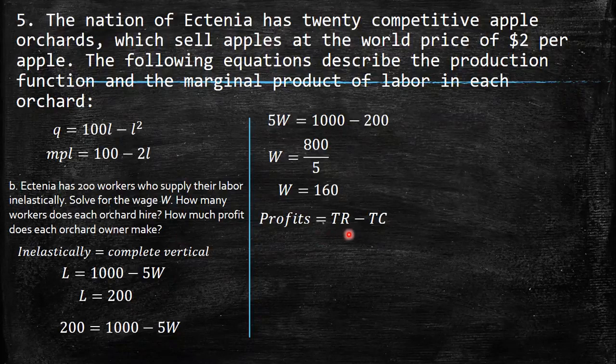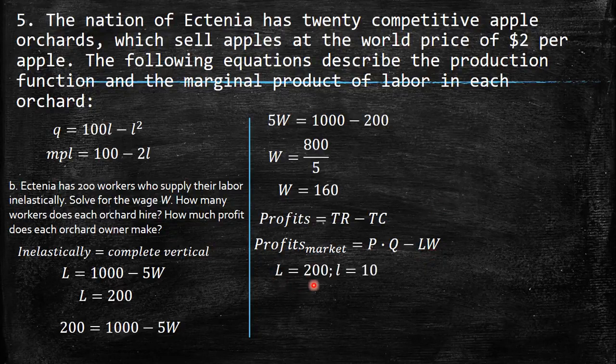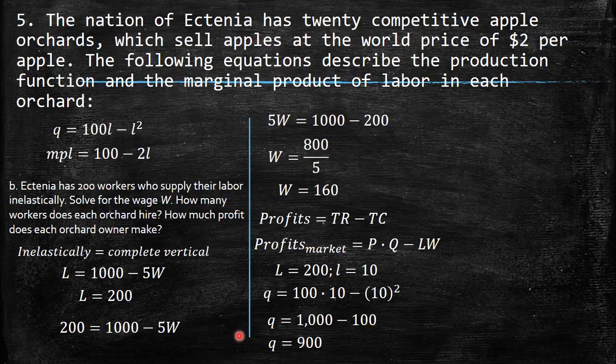Okay, so here this is the profit, total revenue minus total cost. Then the profit of the market should be price times Q, uppercase L, the total workers, times the wage. Here we know that L is 200, and because we have 20 owners, each one should hire exactly 10. So the quantity of each orchard, because this is the function for each orchard, should be 100 times 10, which is the quantity of workers per orchard, minus 10 squared. Then here we have 1000 minus 100, and this is the production for each orchard.